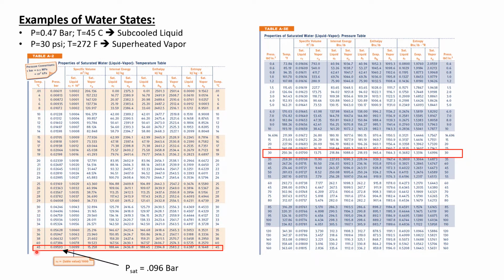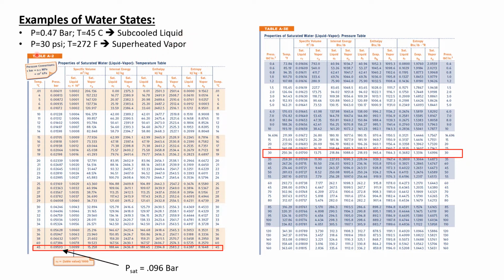So I'm going to go to the saturated water table, which is organized by temperature, and I'm going to come down here to 45 degrees C, and I'm going to find the saturation pressure. And we find that the saturation pressure is 0.096 bar. Well, is this state at 0.096 bar? If it were, it would be a saturated mixture. But no, it's at a pressure of 0.47 bar. So the pressure is higher than the saturation pressure. And by the rules we developed on the previous slide, this higher pressure causes it to be a subcooled liquid.